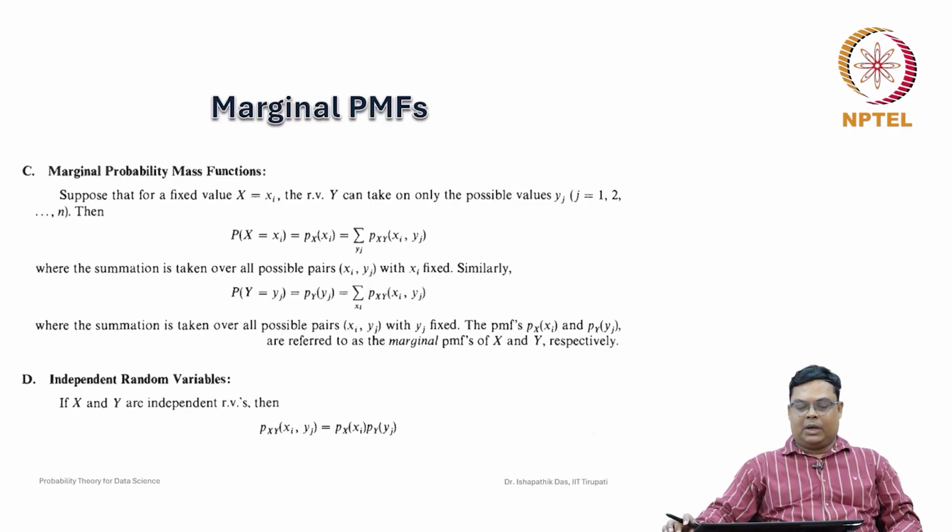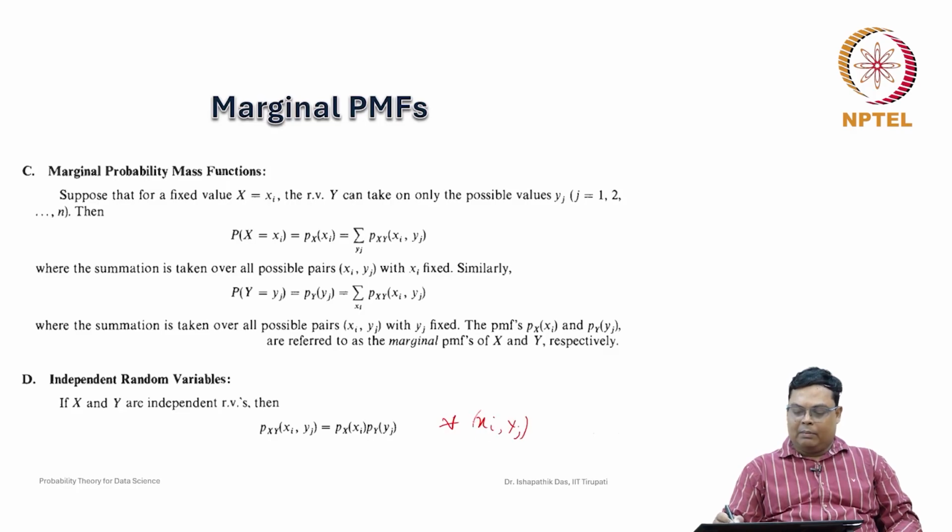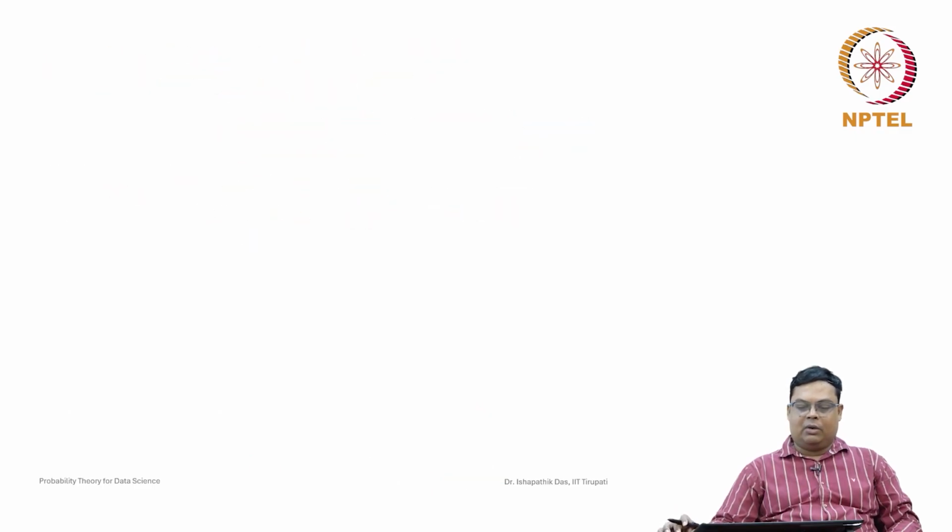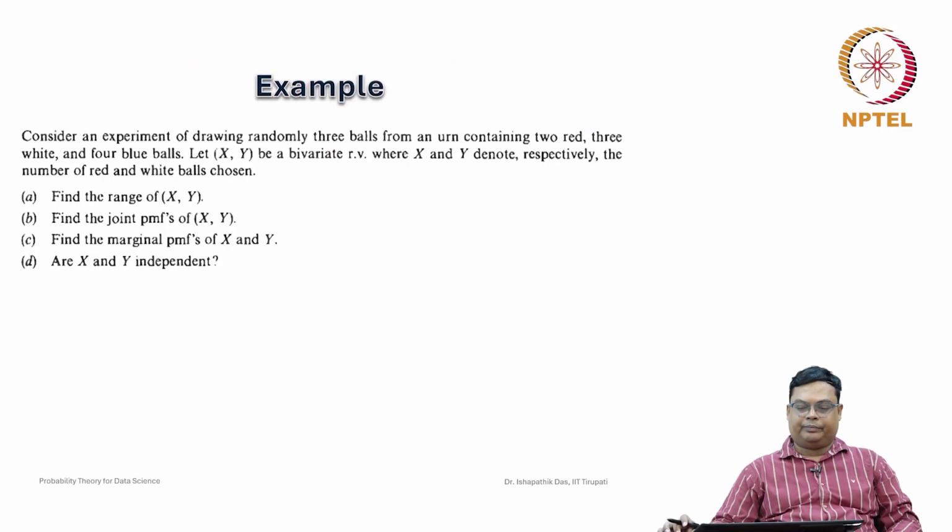So, this is the joint probability mass function we discussed, how we can find the marginals using the joint probability mass function, and how we can define independence. If x and y are independent random variables, then this will be true for all xi and yj belonging to the range of x and y, that is, for all i equal to 1 to m and j equal to 1 to n. Now, we discuss one numerical example here.